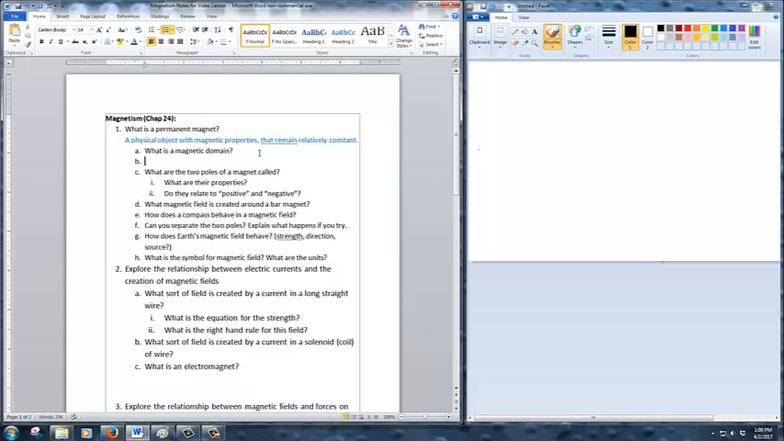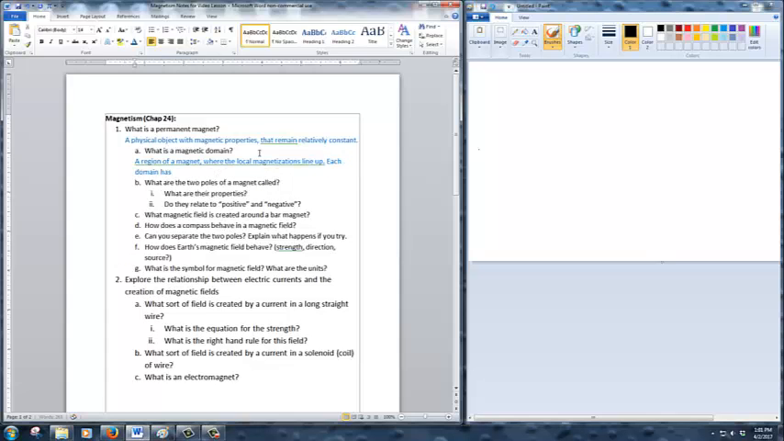Okay, a magnetic domain is a region of a magnet where the local magnetizations line up. So each little domain in a magnet will have a certain direction. And if all the domains are lined up, you get a permanent magnet. And if all the domains are pointing totally randomly, then you get something that is non-magnetic.